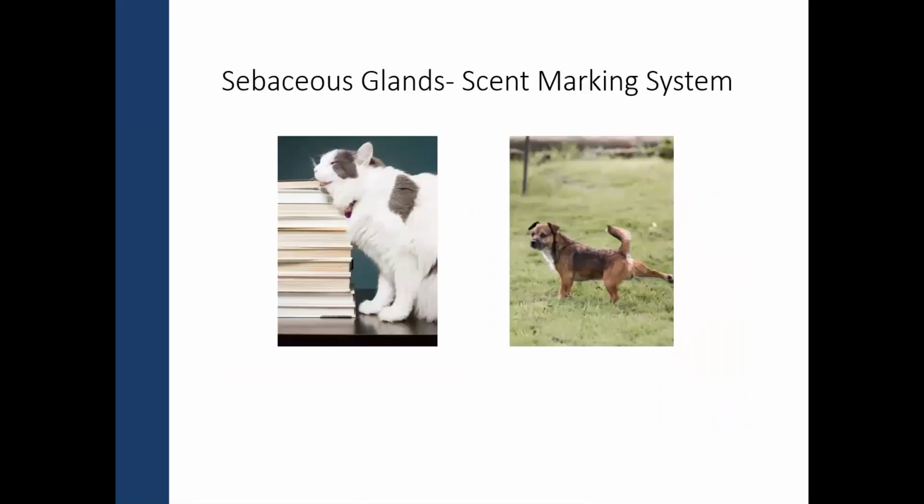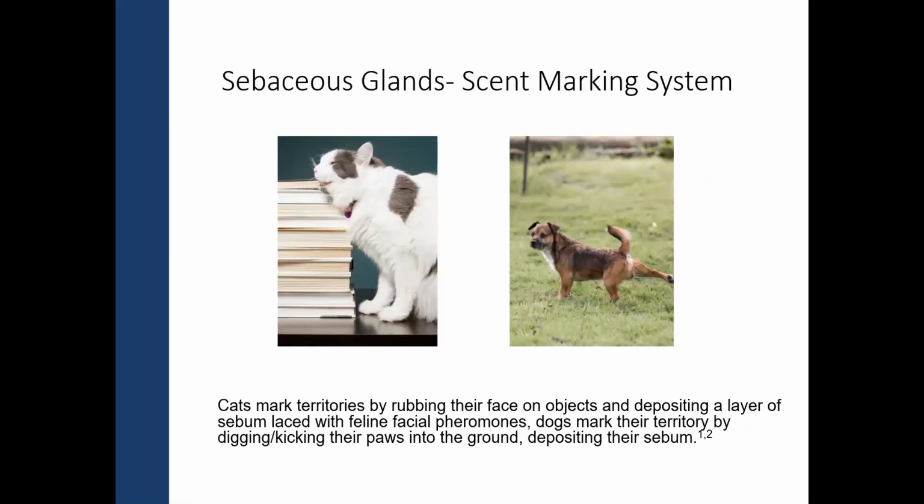Sebaceous glands are also part of the scent marking system. Cats mark territories by rubbing their face on objects and depositing a layer of sebum laced with feline facial pheromones. Dogs mark their territory by digging or kicking their paws into the ground, depositing their sebum.